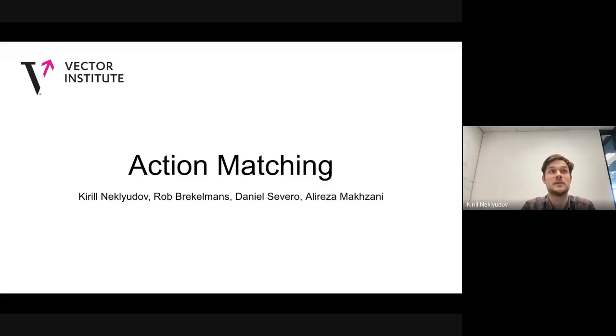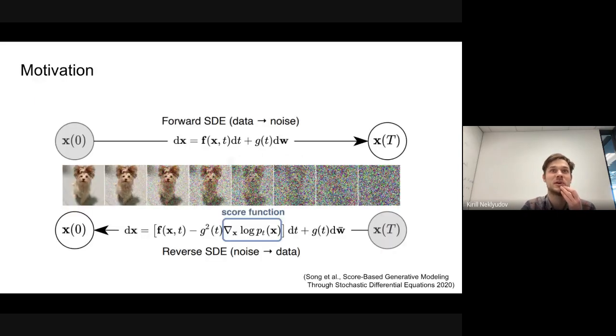Thank you, Alex, for the introduction. This work is called action matching, and it is joint work with Rob, Daniel, and Alireza. I would like to start with this picture because Daniel told me that a lot of people will be acquainted with diffusion models, so you should know this picture pretty well.